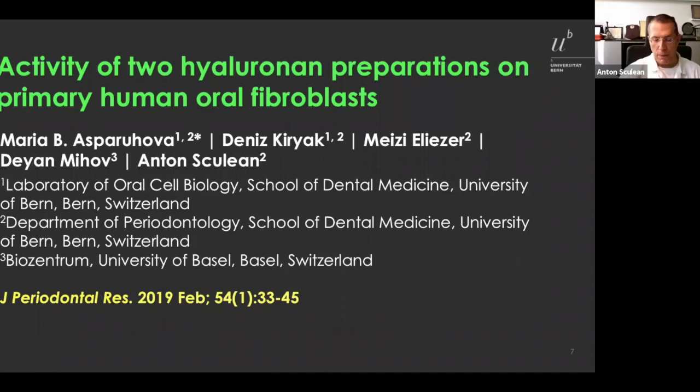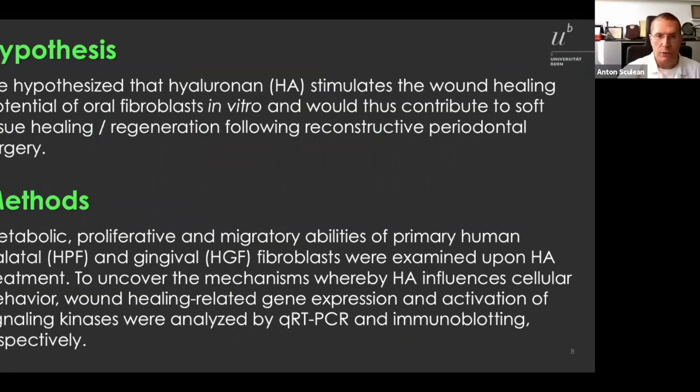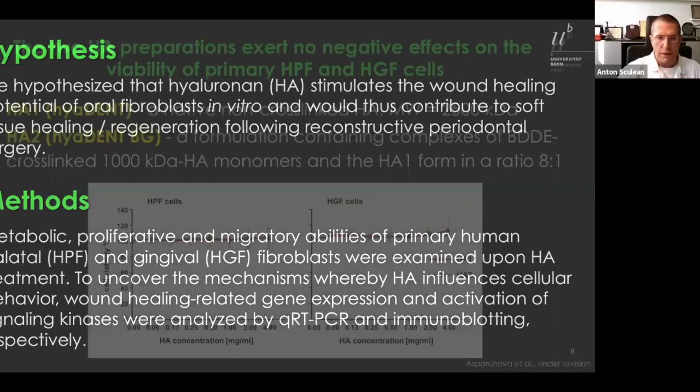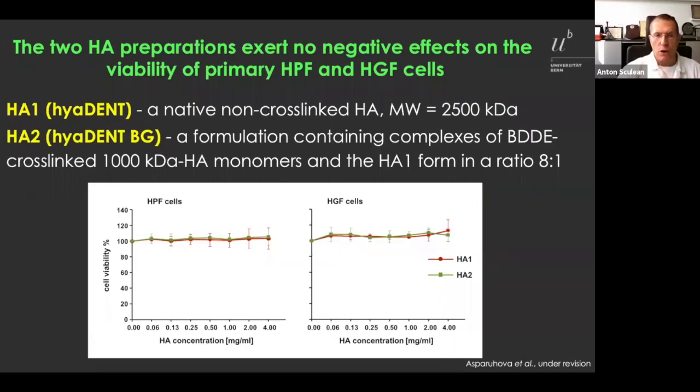We looked upon the biology of the material in the cell biology laboratory, and we wanted to see whether hyaluronan stimulates wound healing potential of fibroblasts, especially fibroblasts from the periodontal ligament and the fibroblasts from the gingival connective tissue. And we did a lot of studies and experiments in order to find out some biologic effects. So we looked at two different preparations. One is a native non-cross-linked molecule. The second one is a cross-linked molecule.